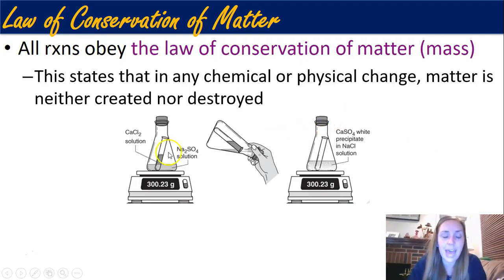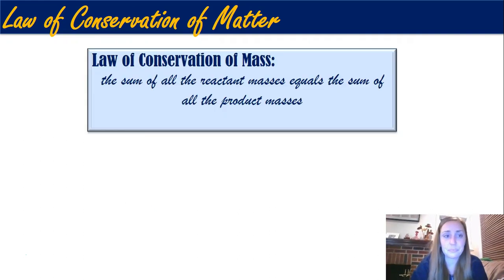So for example, if I started with my reactants in here and I had 300.23 grams, even when I have them react and come together, it's still going to be 300.23 grams at the end because mass is conserved or stays the same. So here it is, again, the law of conservation of mass: the sum of all the reactant masses equals the sum of all the product masses.